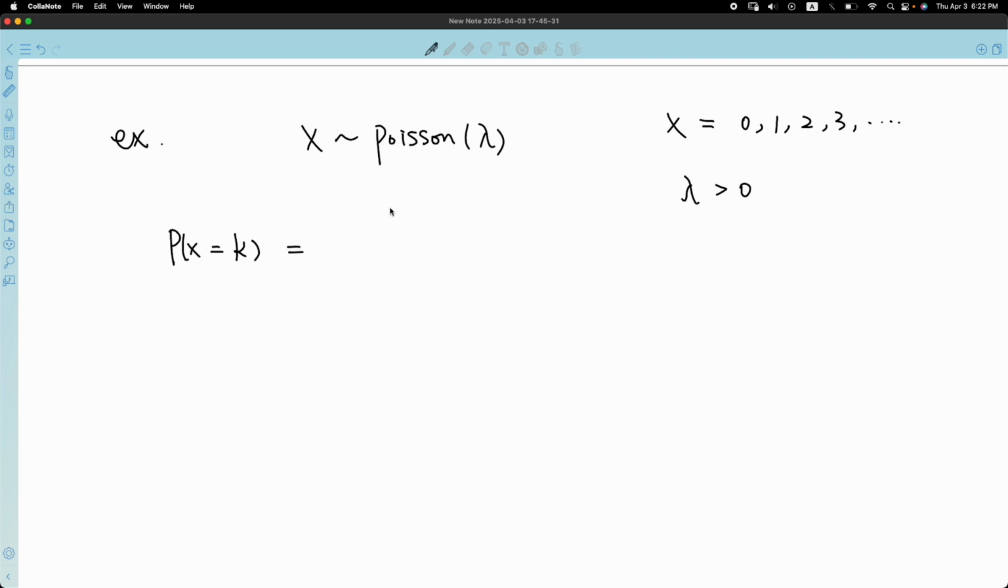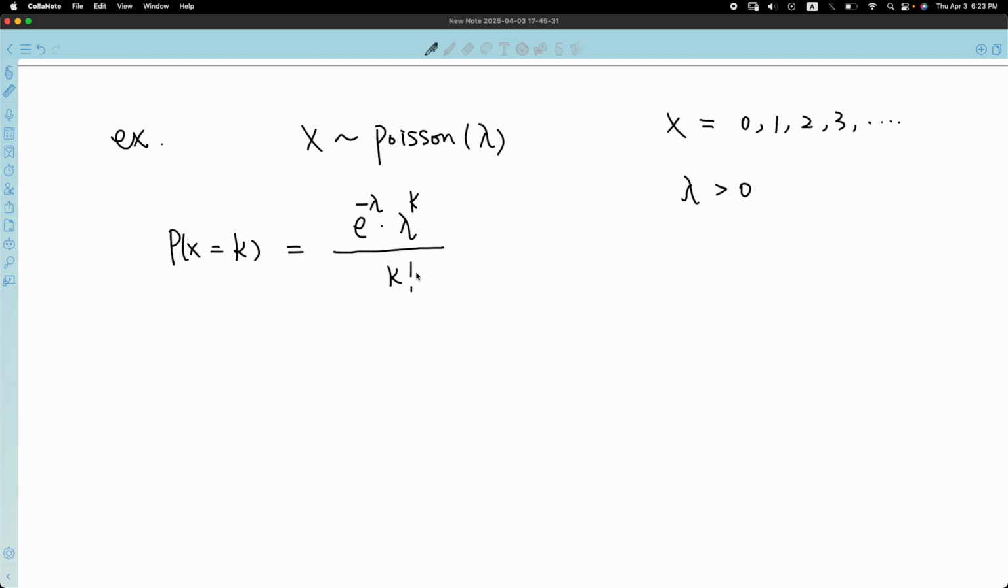The probability mass function for the random variable X equal to a particular realization k is equal to e raised to the power of negative lambda, lambda raised to the power of k, where k is your realization for the random variable X, divided by k factorial. Factorial is just k times k minus 1, all the way down to 1. So that is the probability mass function for the Poisson distribution. Any questions up to this point?